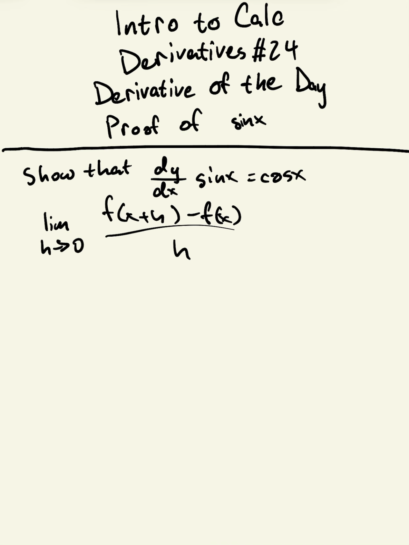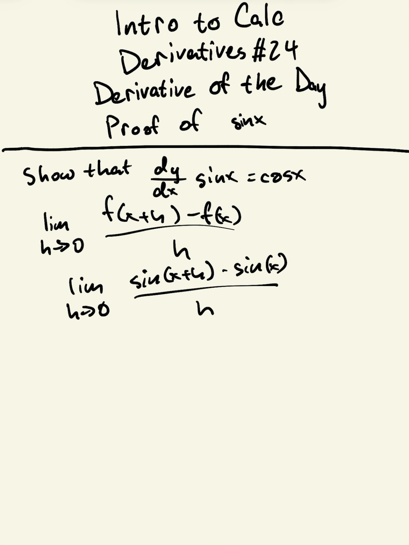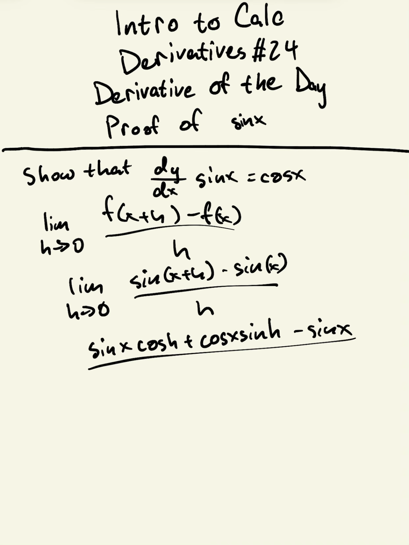And let's say sine is the function, right? So we'll have the limit as h approaches 0 of sine x plus h minus sine of x over h. And you've got to notice here that that's actually the sum formula, right? So you can expand that to sine x cosine h plus cosine x sine h minus sine x over h. And I would just do some simplifying.